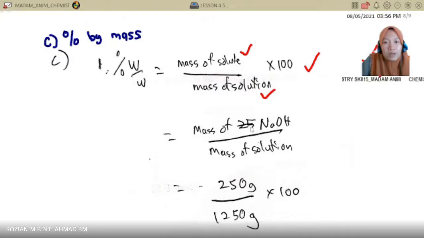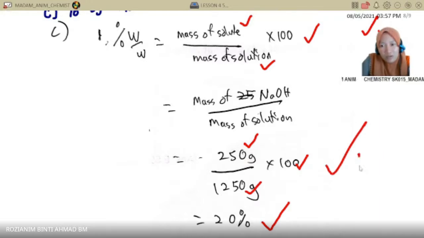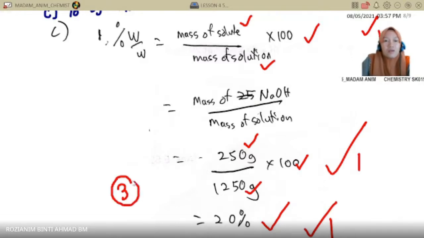Substitution, mass of solute. So maksudnya tadi berat dia kita dah kira betul 250 kan? Kita dah kira mula-mula tadi. Okay, so the mass of solute 250 gram. Mass of solution already calculated before when we calculated the molarity, 1250, times 100. So finalize, betul jawapan dia 20%. Yes, good, correct. So berapa dia dapat markah? Formula, substitution, final answer. So dia akan dapat dekat sini 3 possible markah.